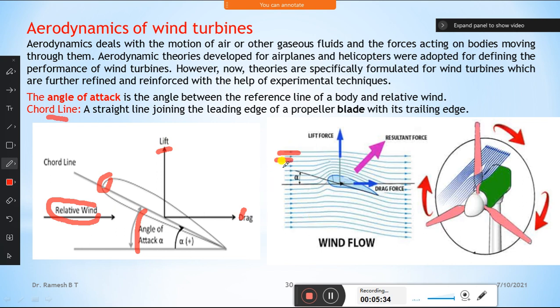Okay, it is always moving like this, and only this portion of the air will strike the blade, and the rest of the air is not striking. Only this much portion of the air is striking, and here it will strike and change the direction and start moving.